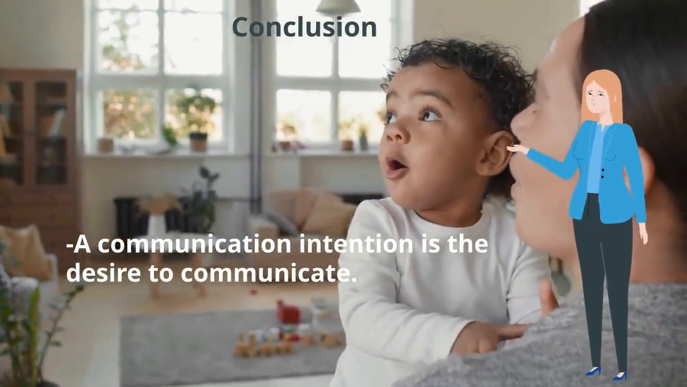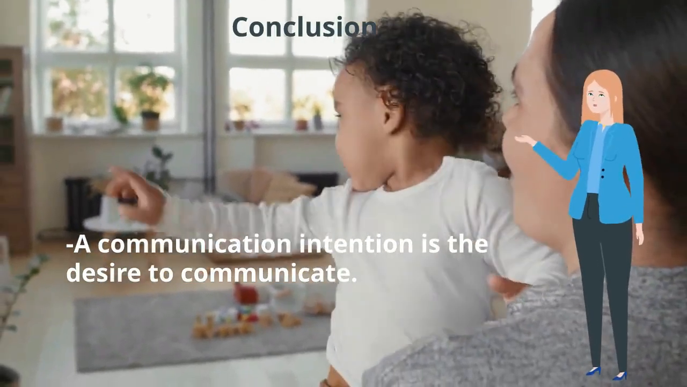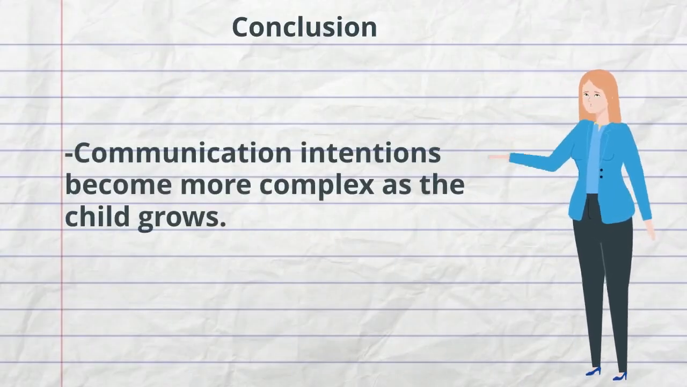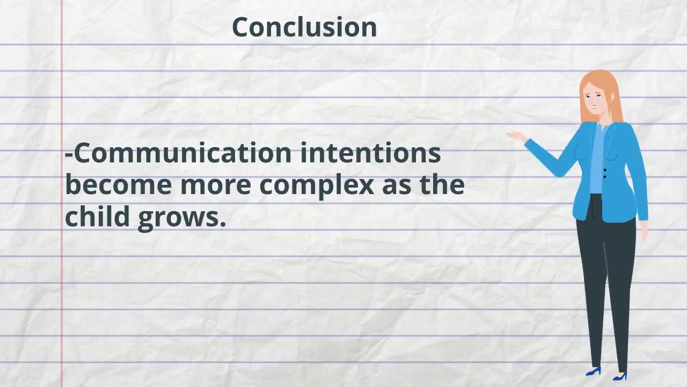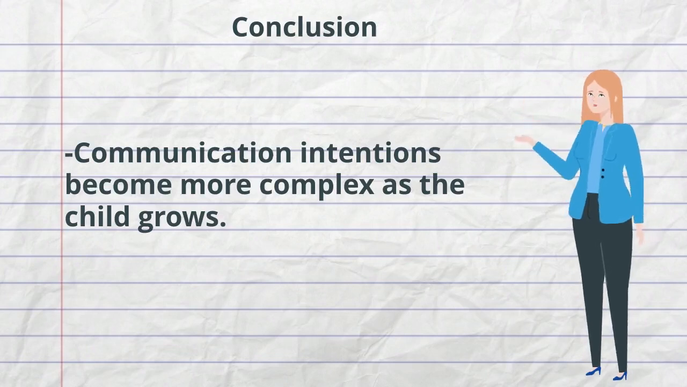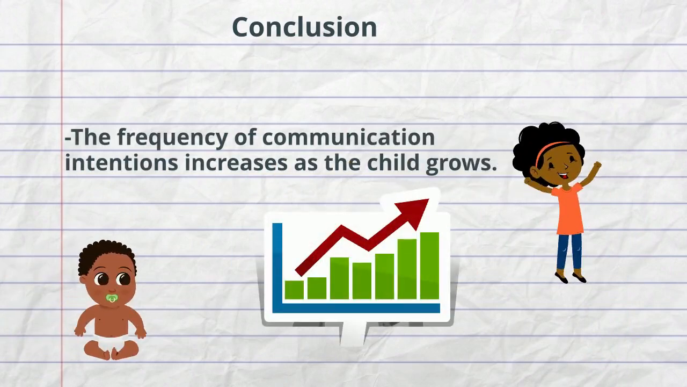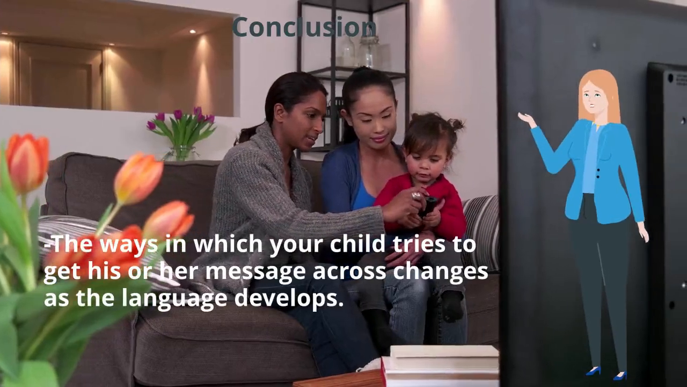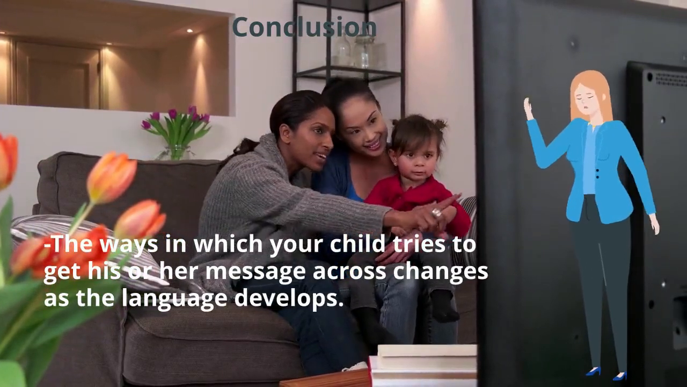Here is a brief overview of the information discussed in this video. A communication intention is the desire to communicate. Communication intentions become more complex as the child grows. Young children start by communicating their needs, like hunger, and later by communicating their wants. The frequency of communication intentions increases as the child grows. The ways in which your child tries to get his or her message across changes as the language develops.